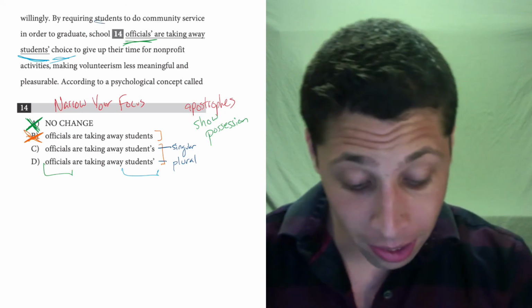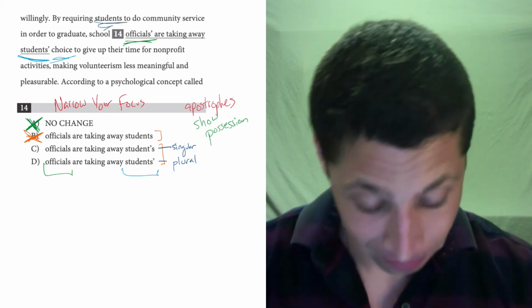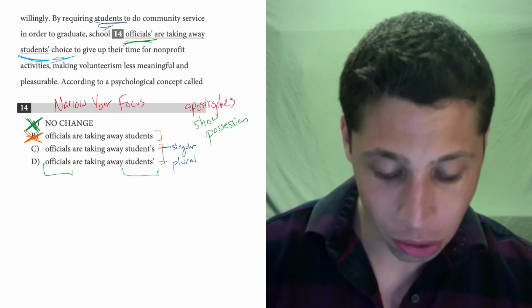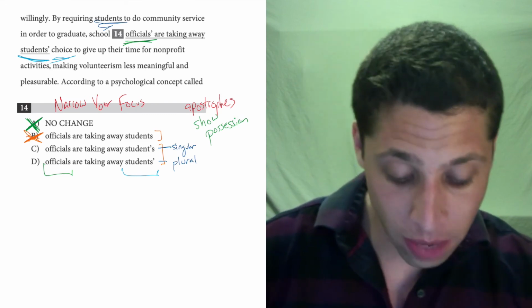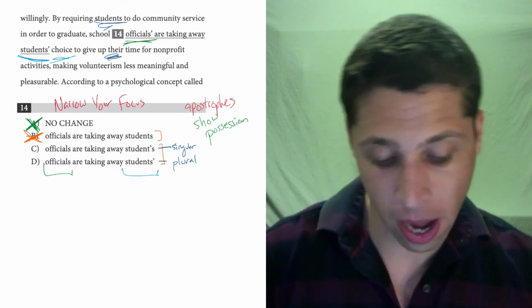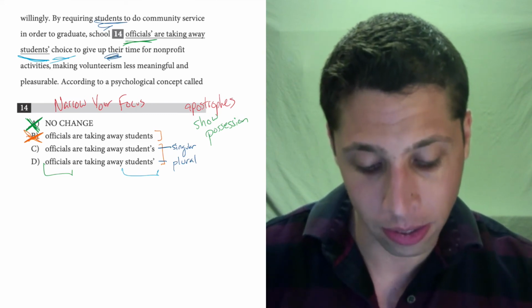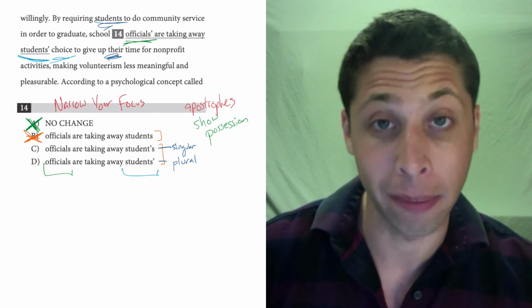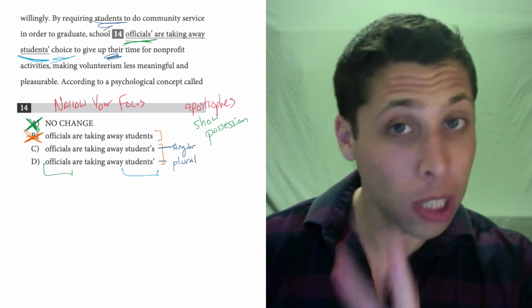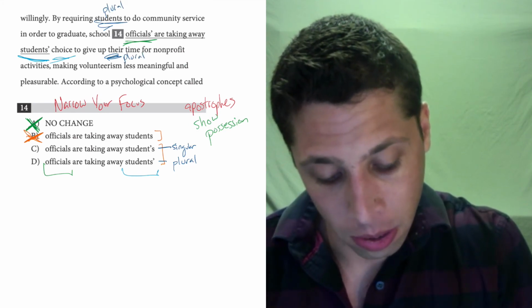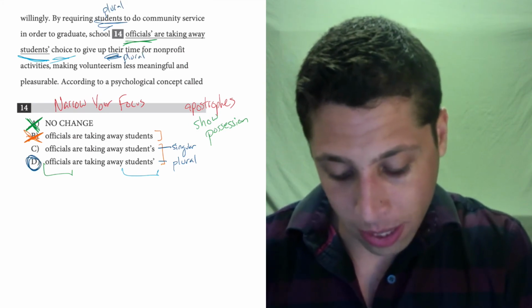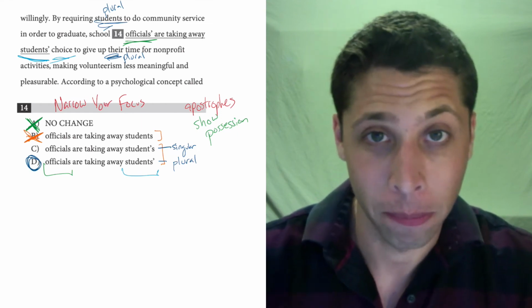By requiring students, good sign, to do community service in order to graduate, school officials are taking away students' matches nicely. Choice to give up, and there's another clue, their time for nonprofit activities, making volunteerism less meaningful and pleasurable. So we have 2 clues that we need plural, right? Because this is a plural pronoun, and so that is what tells us that D is the answer.